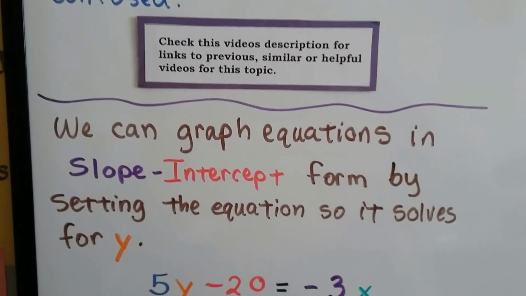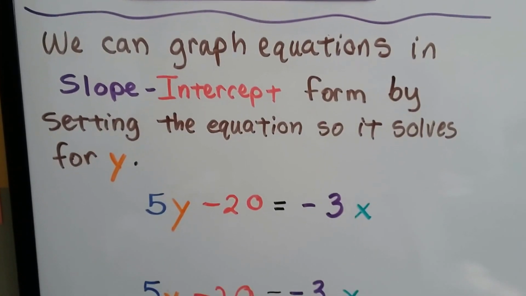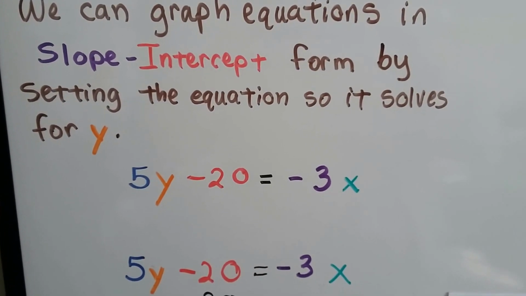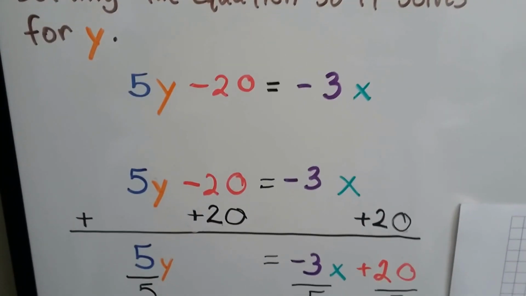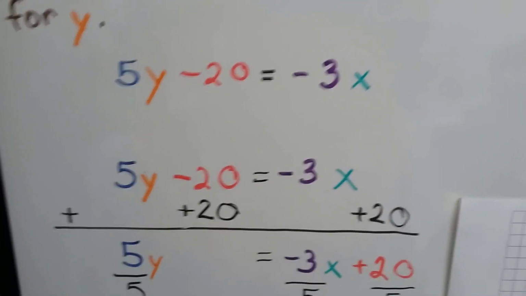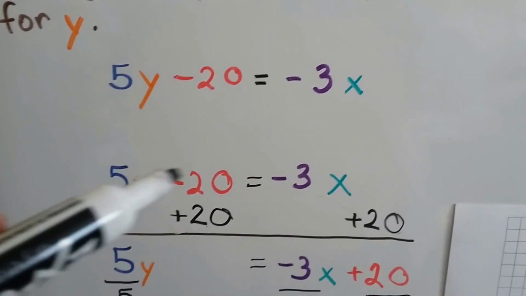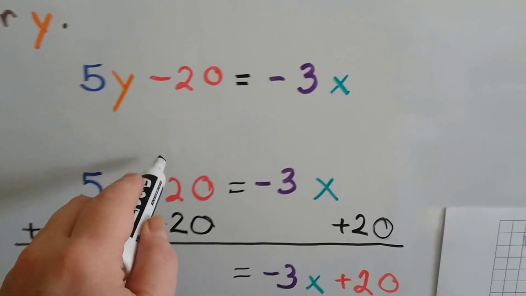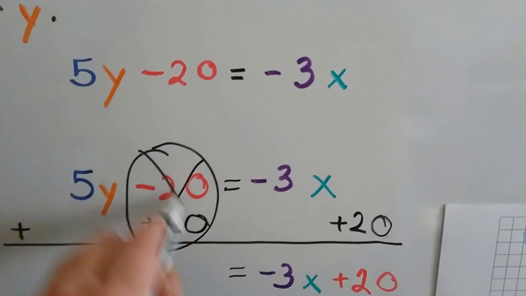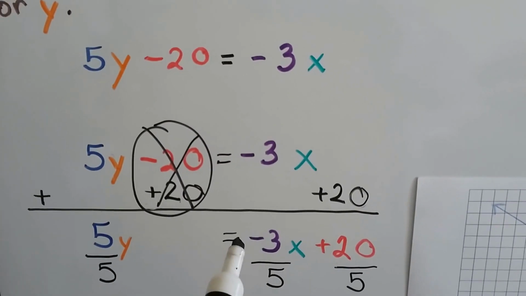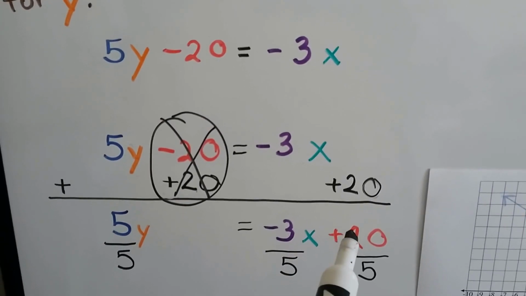So we can graph equations in slope-intercept form by setting the equation so it solves for y. If we have 5y minus 20 equals negative 3x, we can use the addition property of equality to get rid of this negative 20 here, by adding 20 to each side of the equation, creating a zero pair here, right? It eliminates it. It adds it to this side, and we have 5y equals negative 3x plus 20.